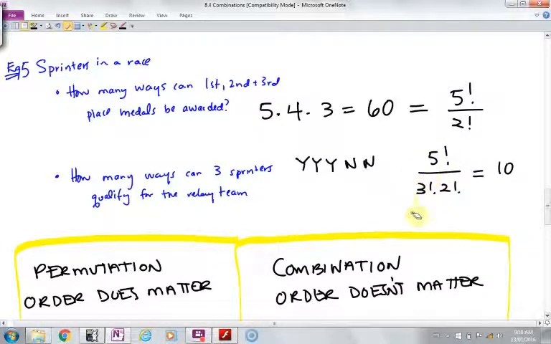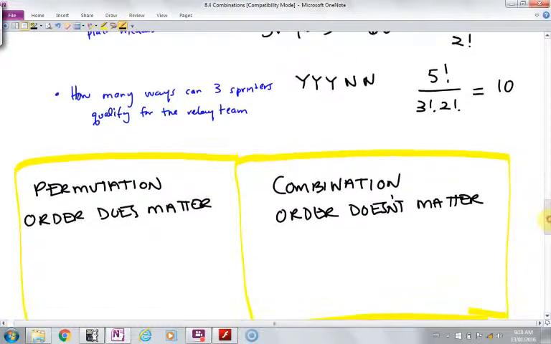If order doesn't matter, then we're not interested in the way that those 3 are ordered, the winners. We don't care about them. We just want to know that there are 3 of them. Okay? And that's called a combination. So with permutations, order does matter. That's what we were talking about before. And with combinations, order doesn't matter.